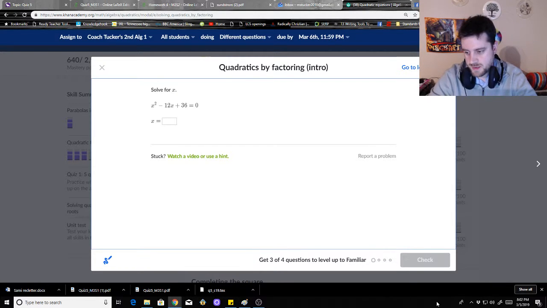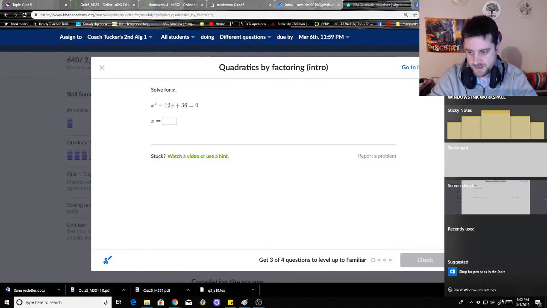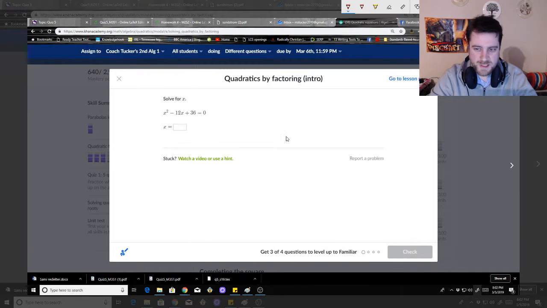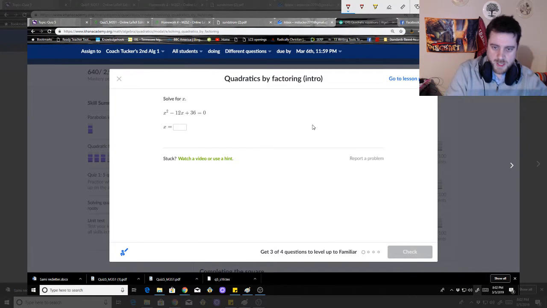So, solve by factoring. You really know how to do this already. We're going to solve this equation. We have x squared minus 12x plus 36. Again, we read backwards. So, what factors of 36 add to be 12 is the key, okay? Factors of 36 add to be 12. Got it yet? 6 and 6, right? So, 6 times 6 is 36. 6 plus 6 is 12.